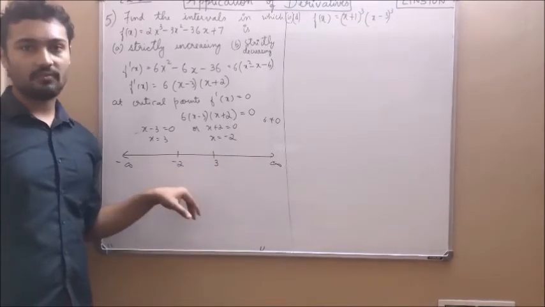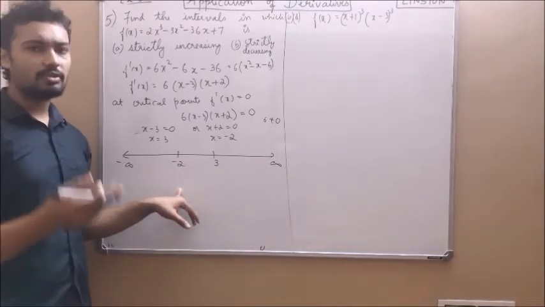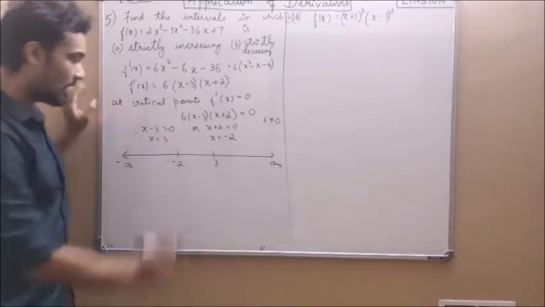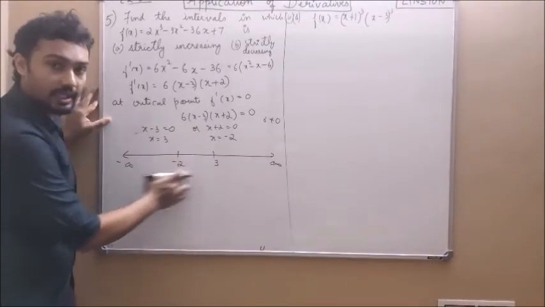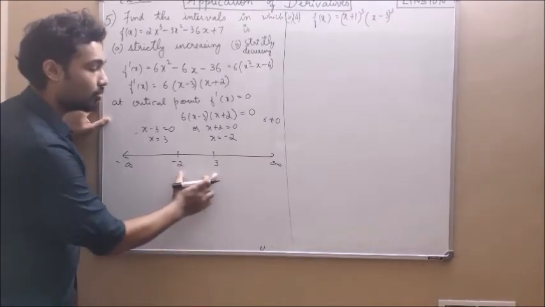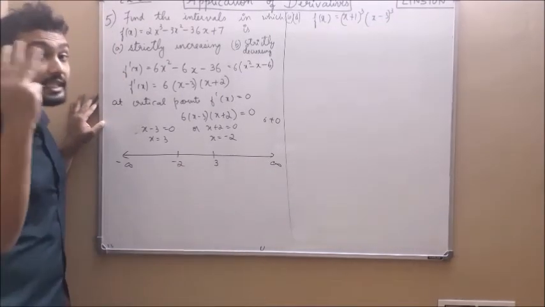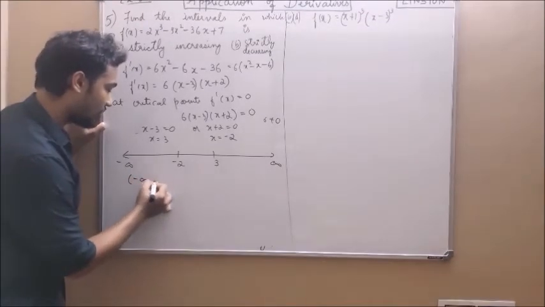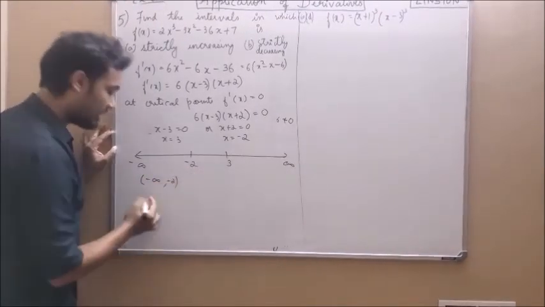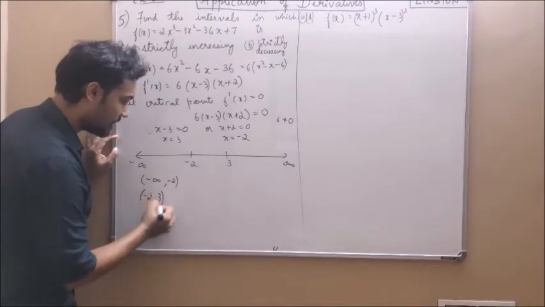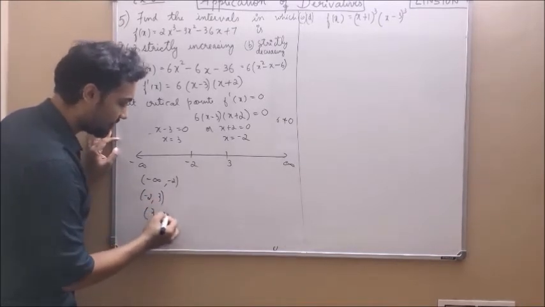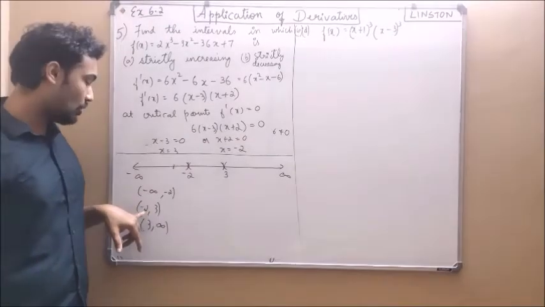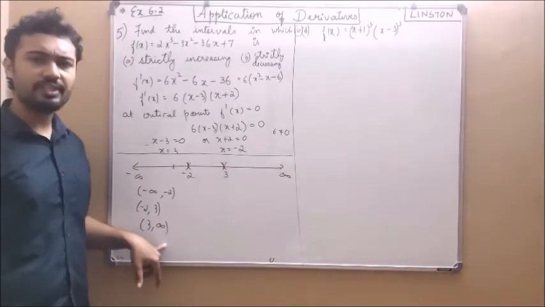So how many intervals are found? In the previous question we had only one critical point, so we had two intervals. Now there are two critical points, so we have three intervals. First interval is minus infinity to minus 2. Second interval is minus 2 to 3. Third interval is 3 to infinity. These are the three intervals found.